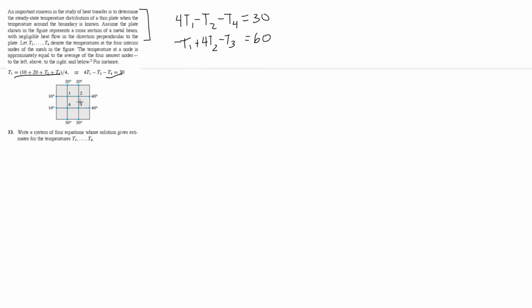The next one's going to be the third node. So it's going to be starting with negative T2 plus 4T3 minus T4 equals 70. Okay, and 70 being the sum of the 40 and 30 right here. Finally, we're going to do T4, and we have T1 again to start. T2 is our missing variable, so we're going to go over here now to minus T3 plus 4T4 equals 40.